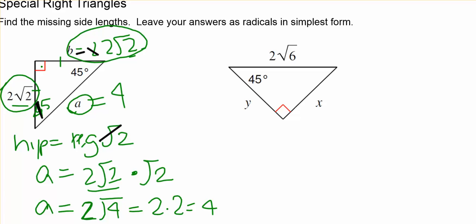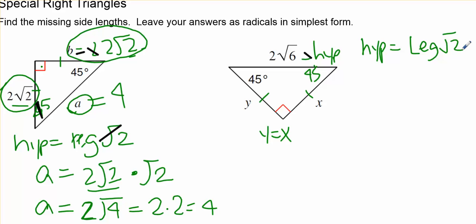Okay, let's look at this one where they've given you the hypotenuse and we have to work backwards to find the leg. Once again, we know it's a 45, 45, 90 triangle, and we've already been through y. So we know these are congruent. That means y equals x. So once we find y or x, we know that it's the same. So we know the hypotenuse. Okay, the hypotenuse is 2 times the square root of 6. And we also know that the hypotenuse equals the leg times the square root of 2, which means if we know the hypotenuse and we need a leg, then we have to be able to solve.